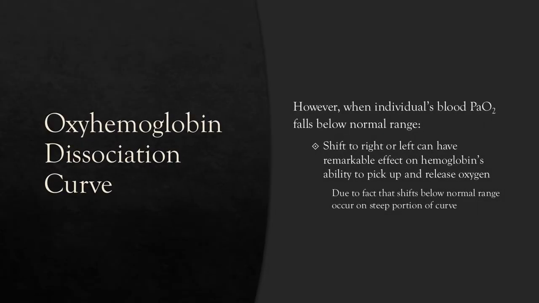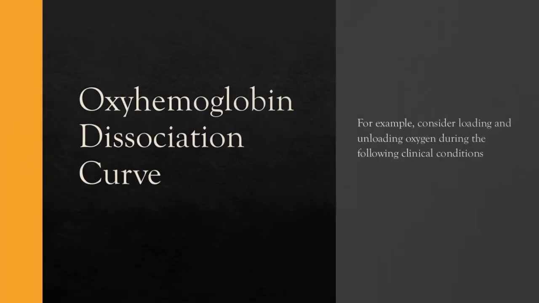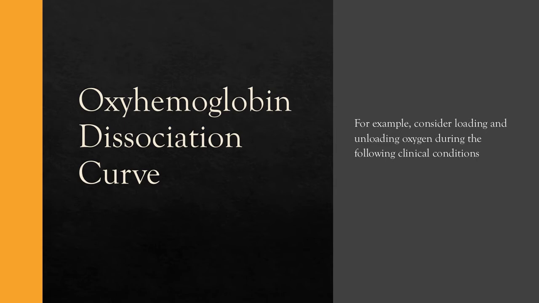However, when an individual's blood PaO2 falls below the normal range, a shift to the left or to the right can have a remarkable effect on hemoglobin's ability to pick up and release oxygen, due to the fact that shifts below the normal range occur on that steep portion of the curve. So, if your patient has a SaO2 below 90% or a PO2 below 60, this will apply. We're going to talk about an example.